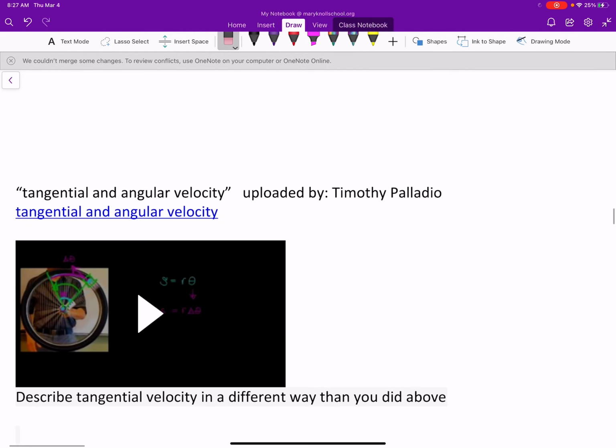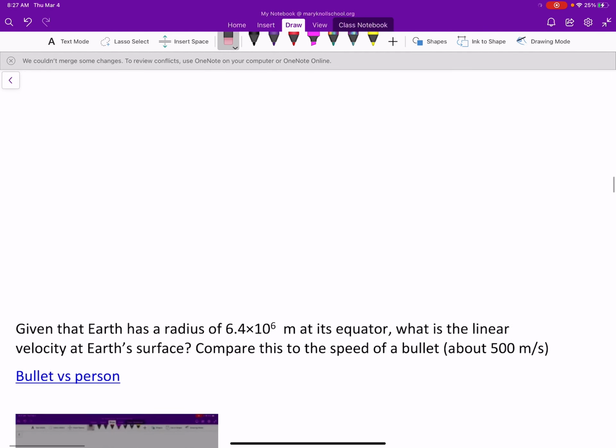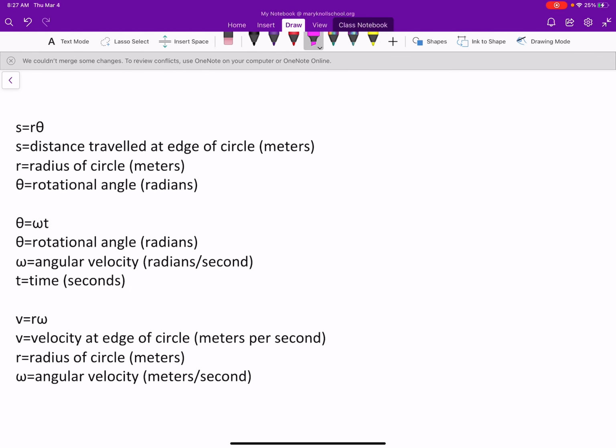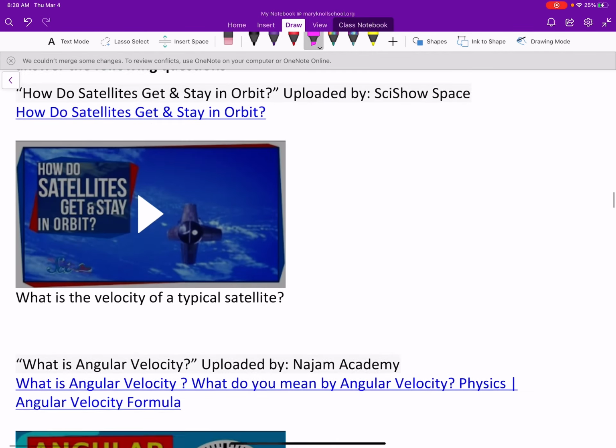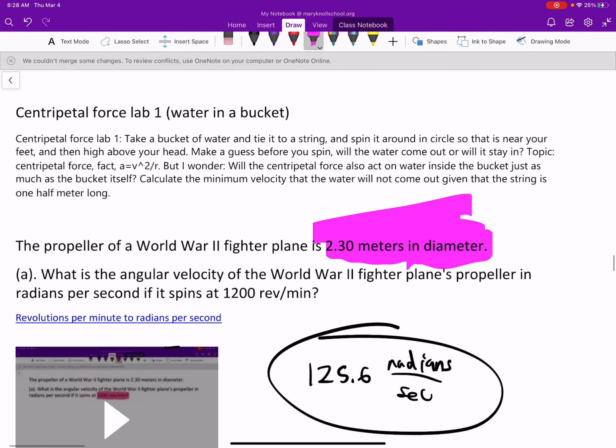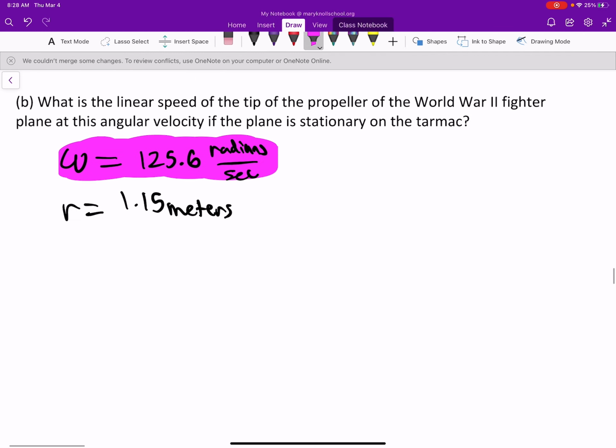But there's actually an easier way we can do it. When we have r and we have omega, check it out. If we have r and we have omega, we can solve for v, no problem. So let's just use that equation. v equals r omega. All right, so v equals r, 1.15, times omega, which is 125.6.